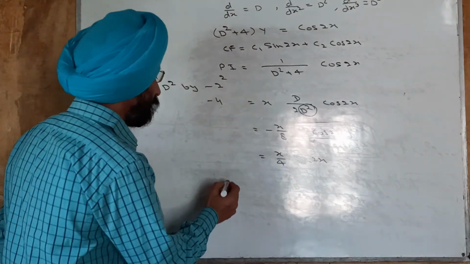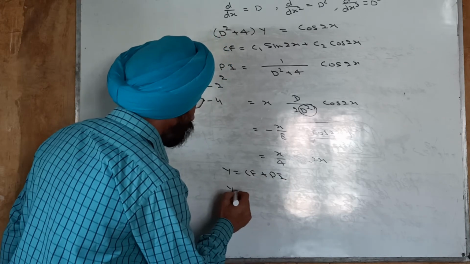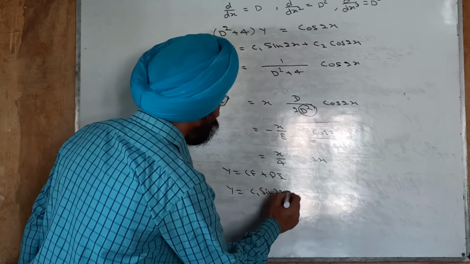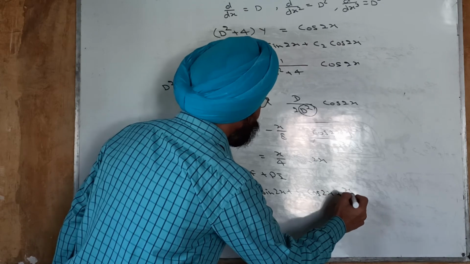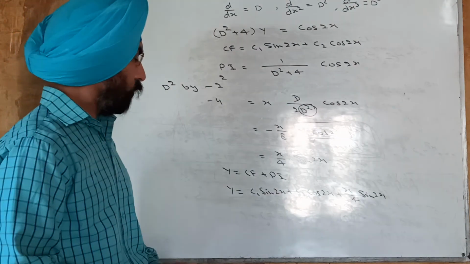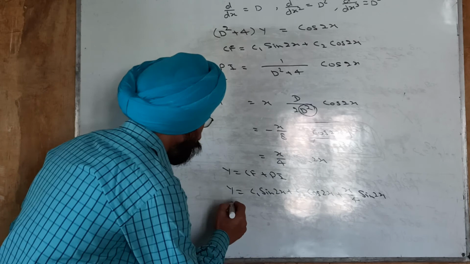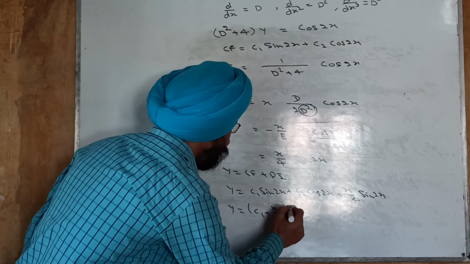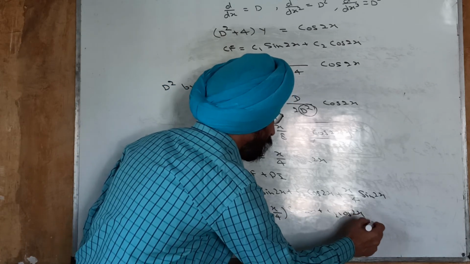So the complete solution is y is equal to CF plus PI. That means y is equal to c1 sin 2x plus c2 cos 2x plus x upon 4 sin 2x. For your convenience, you can combine these two by taking sin 2x common. So what you will get? You will get y is equal to c1 plus x upon 4, times sin 2x, plus c2 cos 2x.